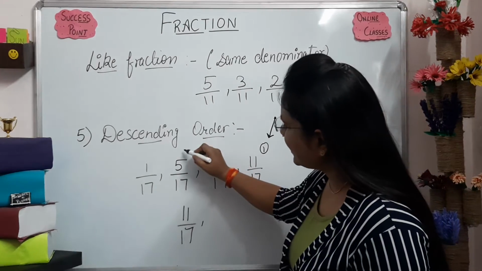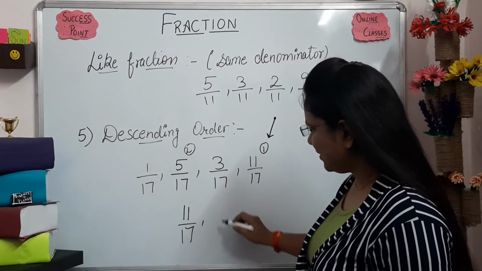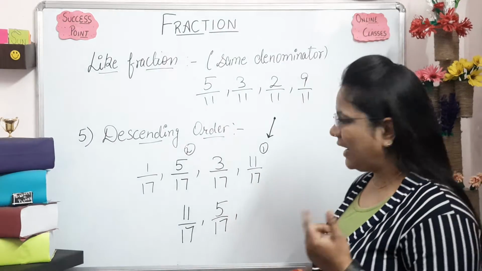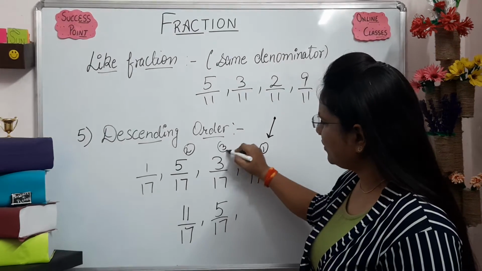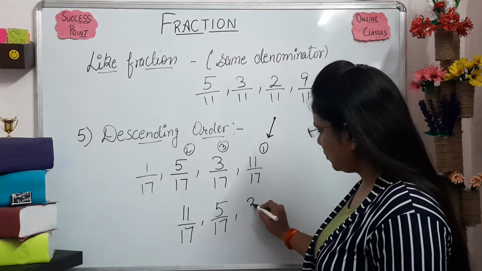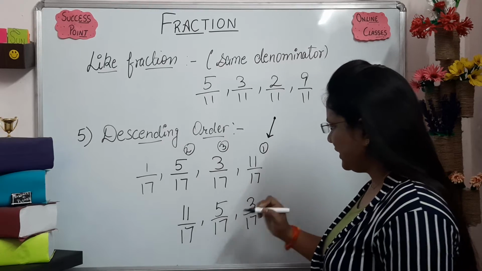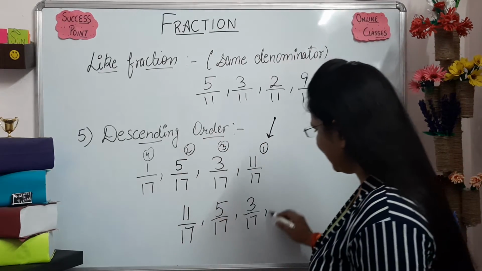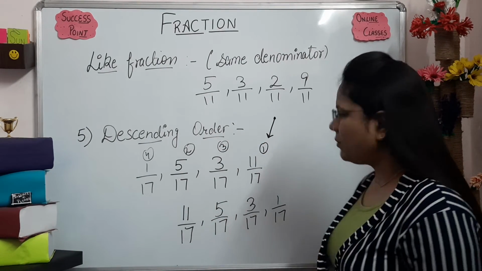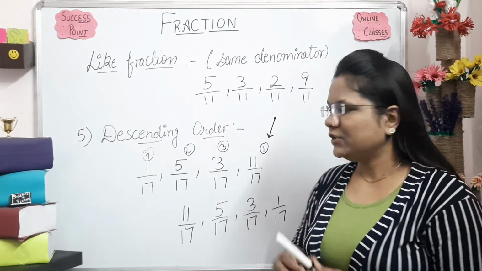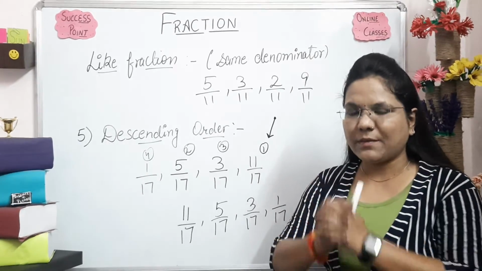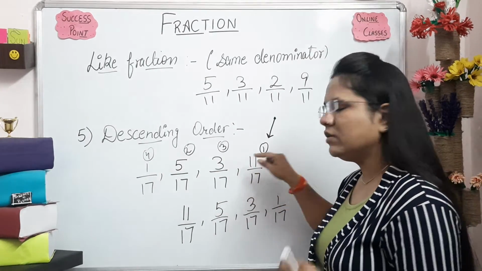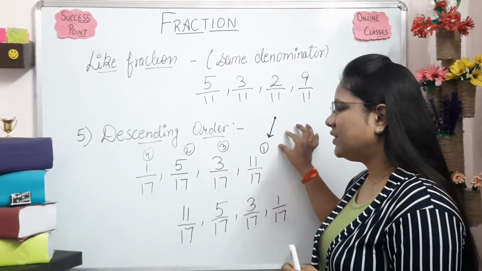Which is the second largest number? That is 5 by 17. And what is the third one? The third one will be 3 by 17. And which is the smallest number in all? That is 1 by 17. So this is all about descending order. Step number 1, just check the denominators. If they are same, just focus on numerators and arrange them into descending order.